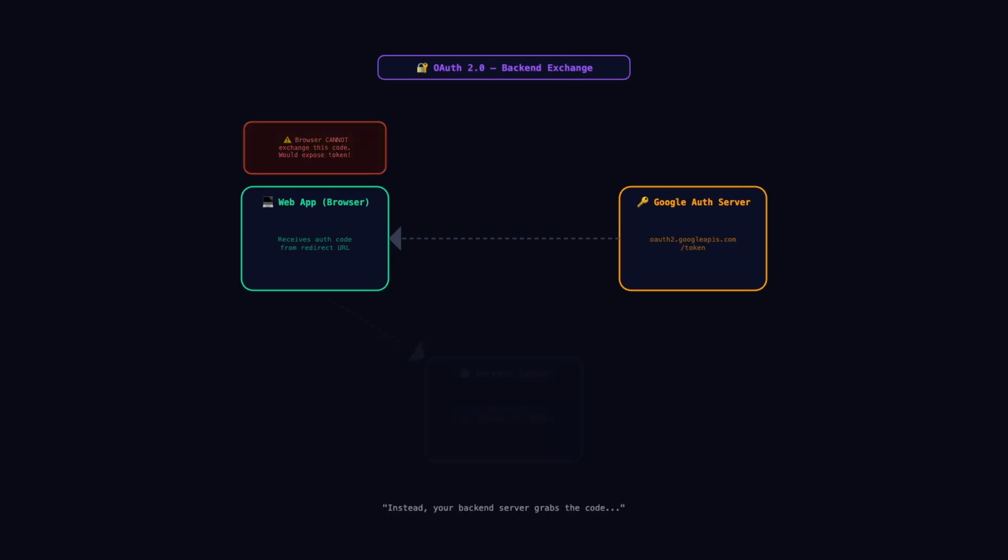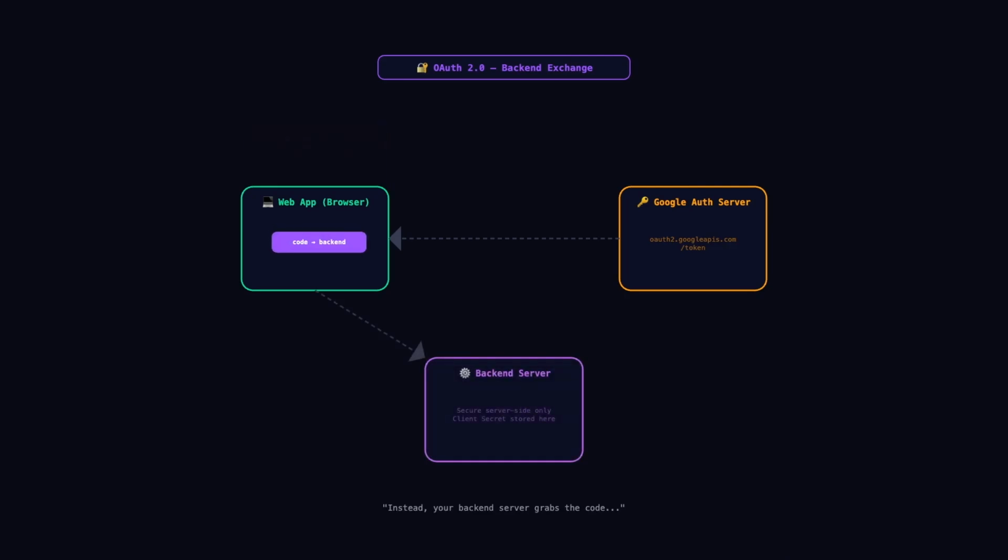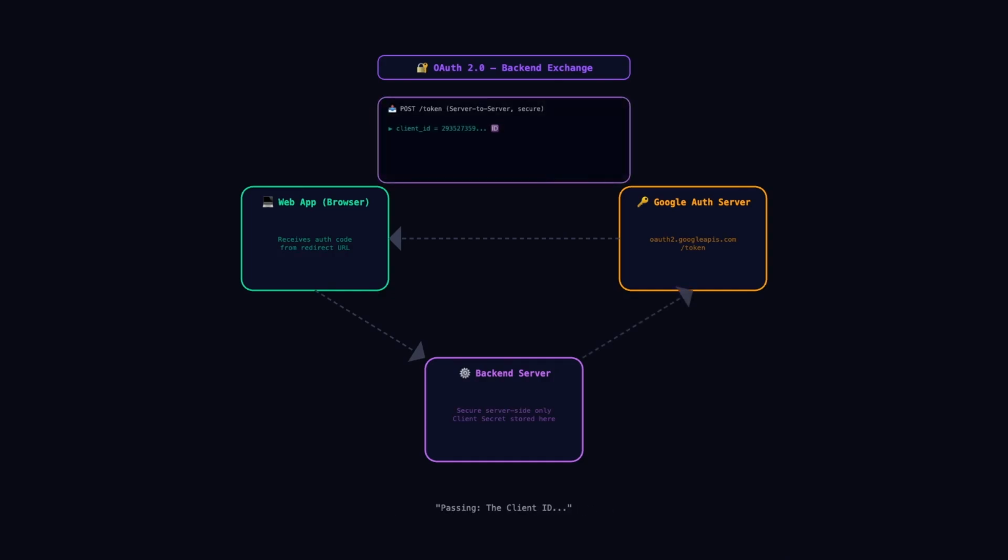Instead, the web application backend grabs the code and makes a new secure server-to-server POST request to the authorization server. In the request, it passes three things. First, the client ID. Second, the authorization code it just got. And third, the client secret, a private key stored safely on the server. The authorization server verifies these three credentials, and if all are valid, it returns an access token and the user ID.